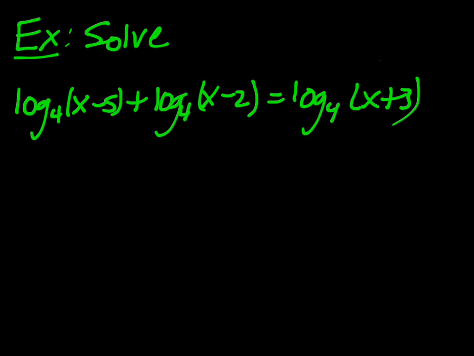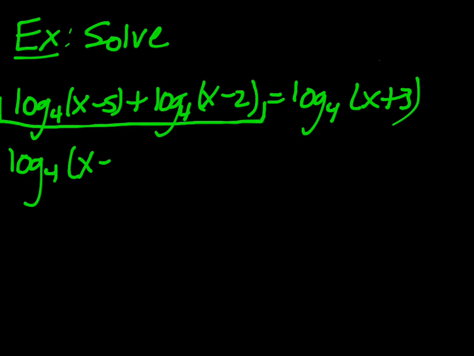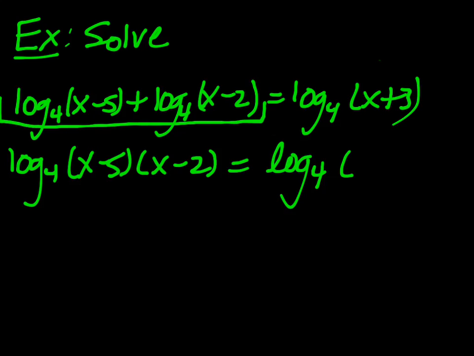So what we need to do is recognize first what we need to do. We need to simplify this as much as possible. If you look here, we have two logs that have the same base and are being added together, so we have to use one of our log rules. So we're adding logs, we multiply what's inside the log functions. So log base 4 of (x minus 5)(x minus 2), and that's equal to log base 4 of 4x plus 3.